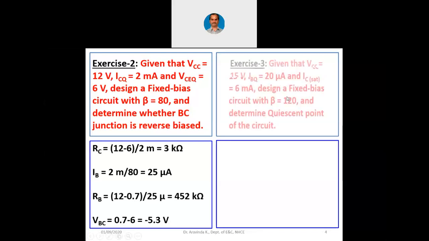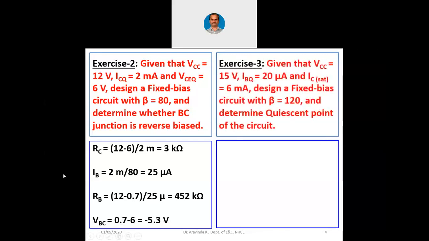Okay, let me go to the next exercise. Just look at this exercise. This is slightly a different exercise. Given that VCC equals 15 volts, IBQ equals 20 microampere and IC sat is 6 milliampere, design a fixed bias circuit with beta equals 120 and determine the quiescent point of the circuit.